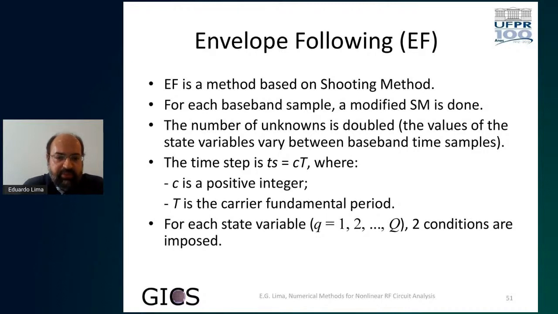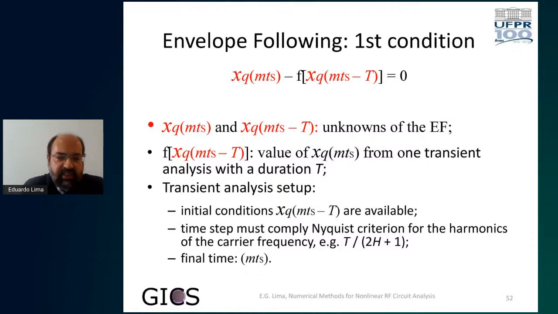The baseband time sample is set as a multiple of the carrier fundamental period, which is called capital T in this slide, and C is a positive integer. For each one of the capital Q state variables, two conditions are imposed by the envelope following. In this slide, the first condition imposed by the envelope following is shown. The values of XQ at times MTS and MTS minus capital T are the unknowns of the envelope following.